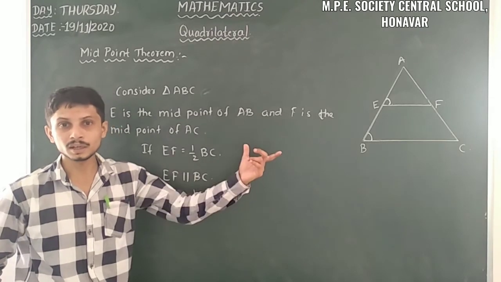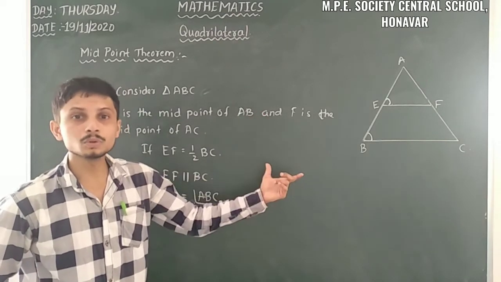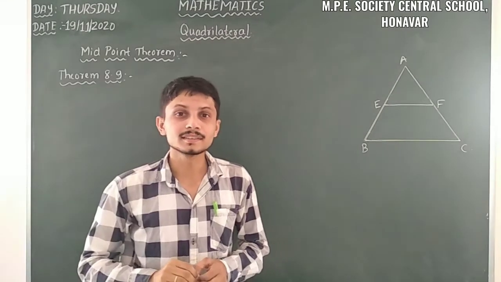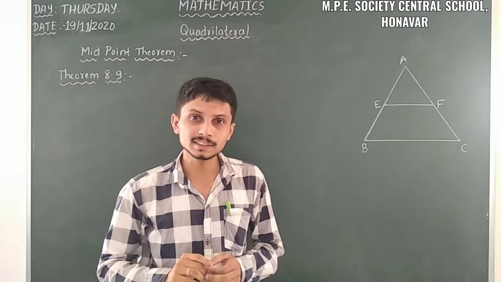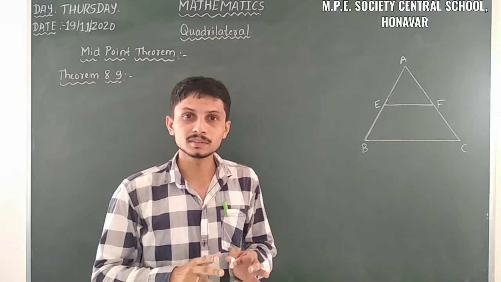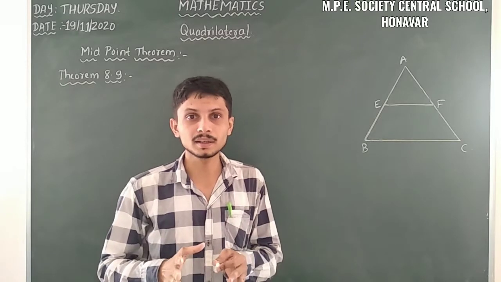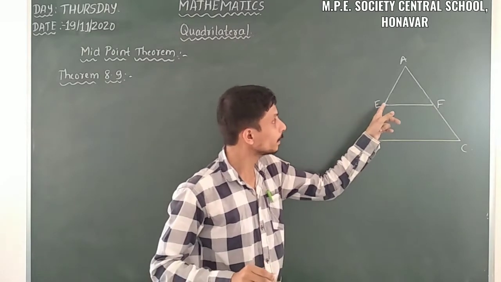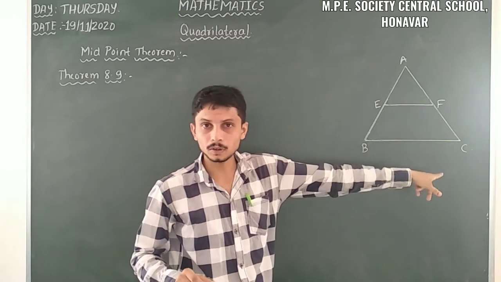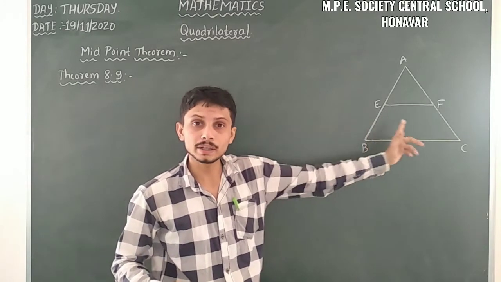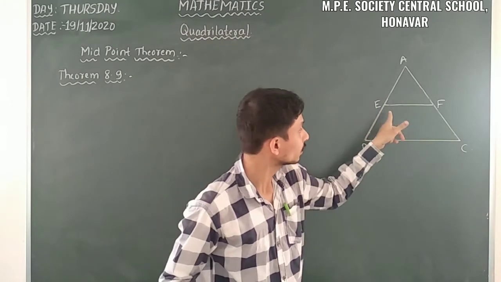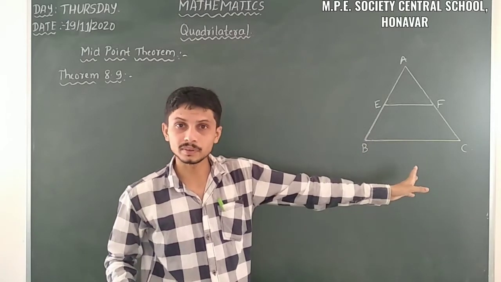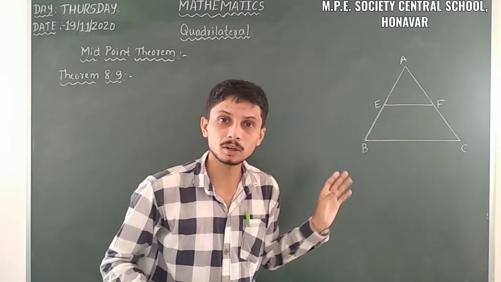Also here, we have to prove this theorem. So let us take theorem 8.9. Theorem 8.9 states that the line joining the midpoints of two sides of a triangle is parallel to the third side. So we have to prove. That means here E is the midpoint of AB, F is the midpoint of AC. That means the line joining the midpoints of two sides of a triangle is parallel to the third side. We have to prove. So let's take the statement of theorem 8.9.